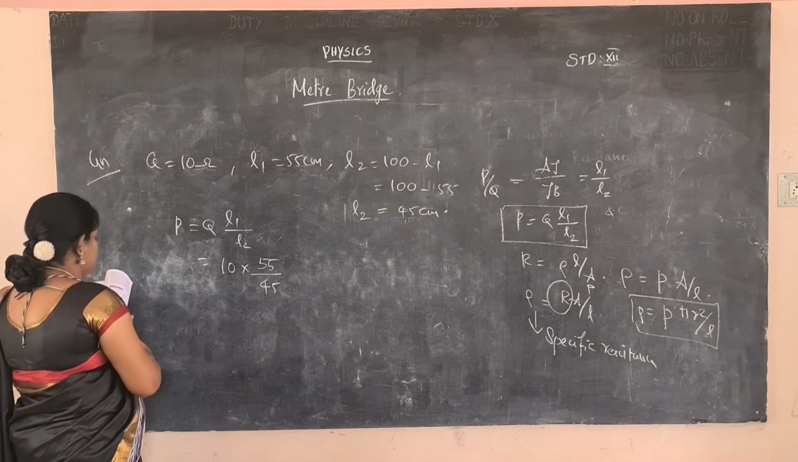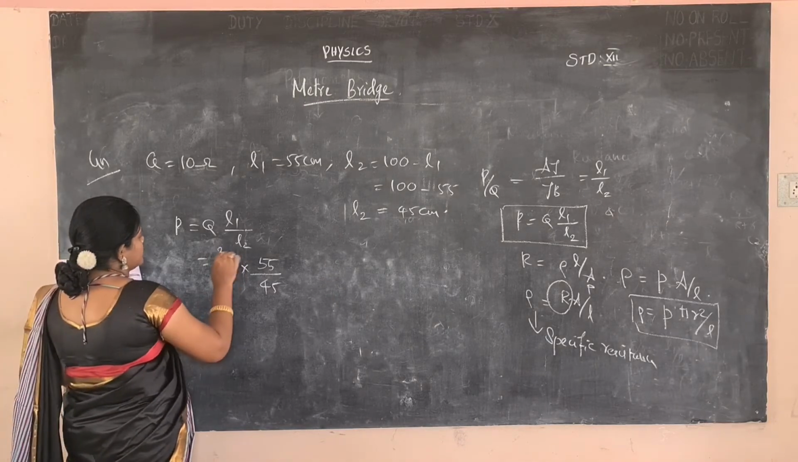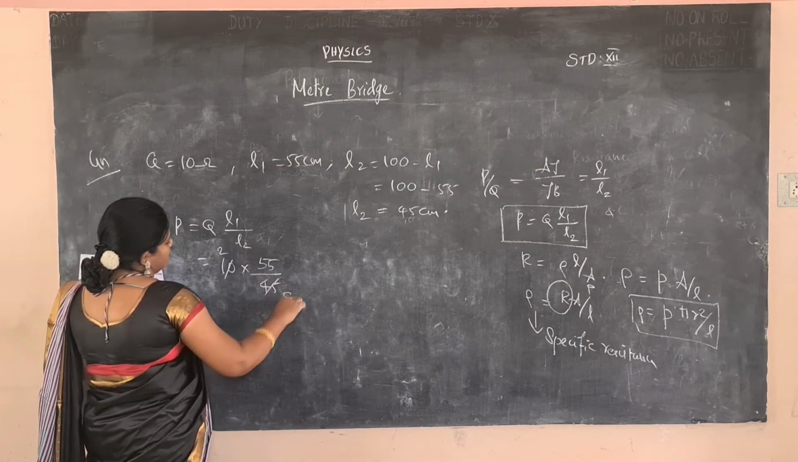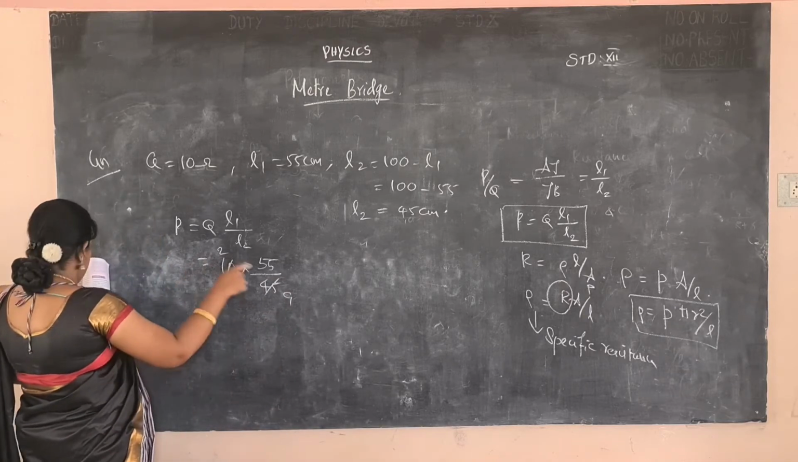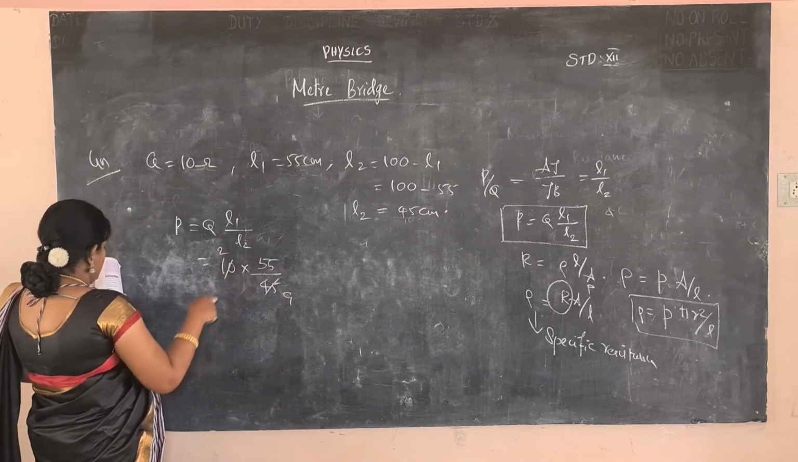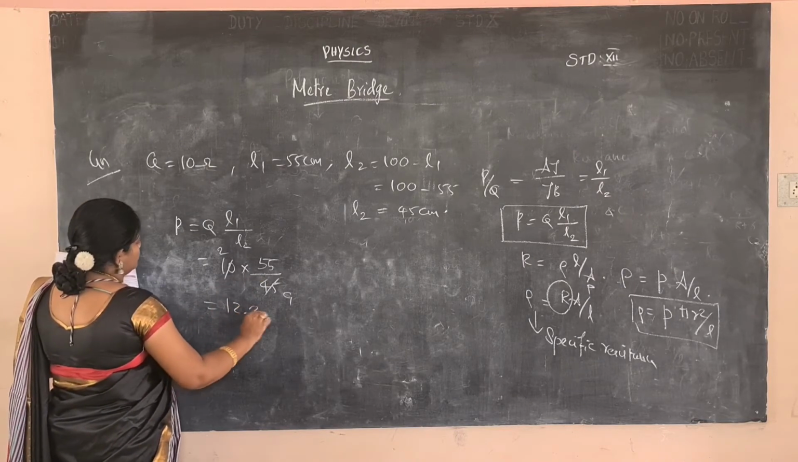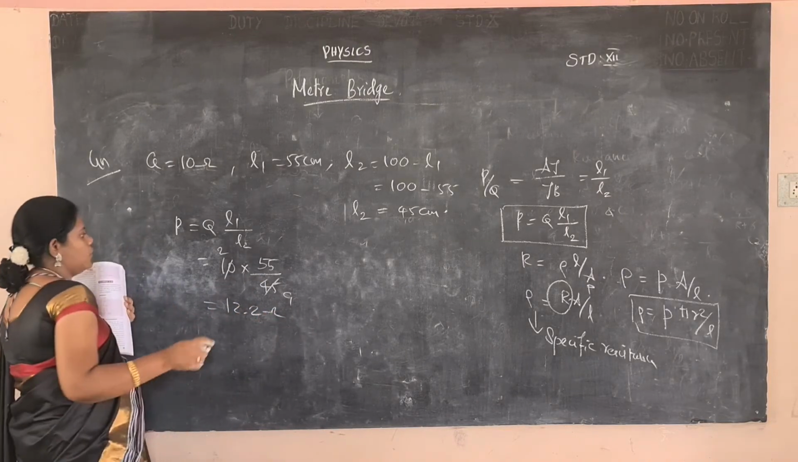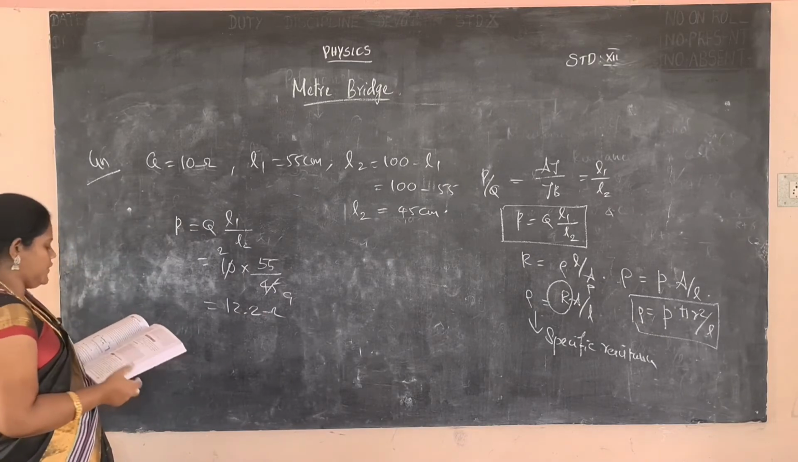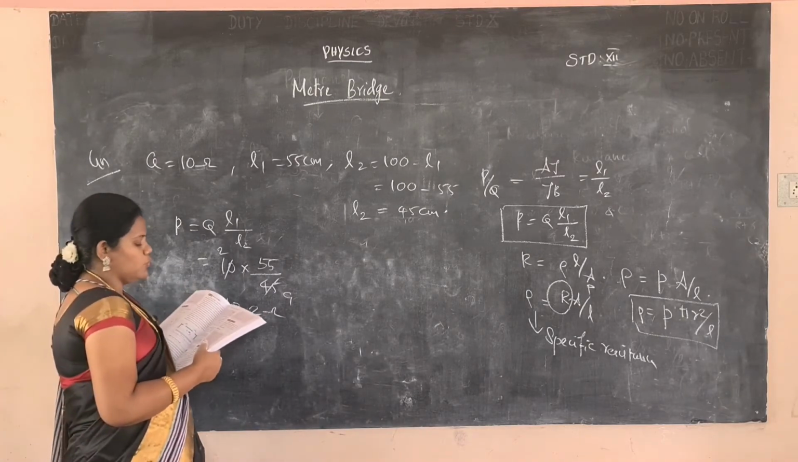How will you divide? 2 5s are 10 and 9 5s are 45. Then 2 into 55 by 9, that value is 12.2 ohm. Okay, you have to divide all the things, then you will easily find out 12.2 ohm.